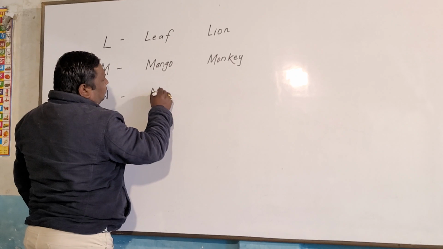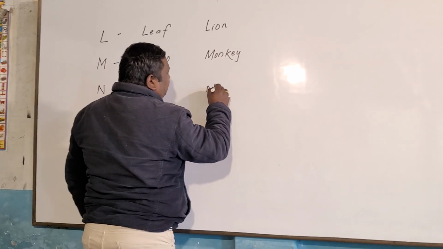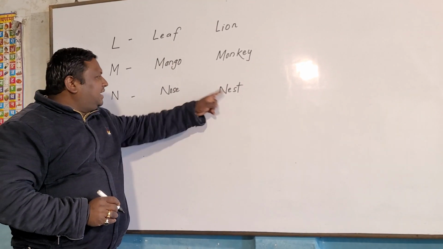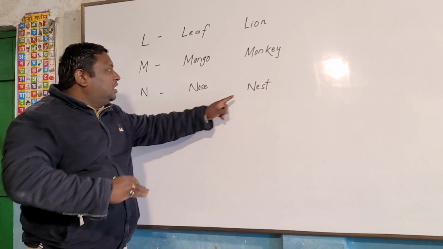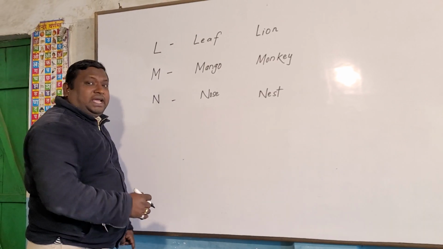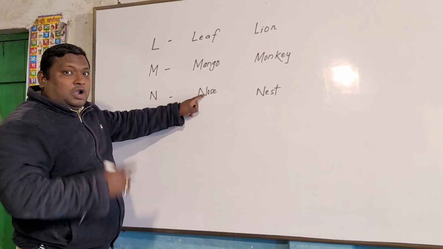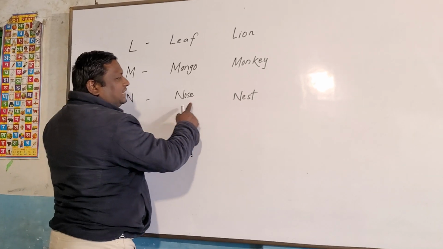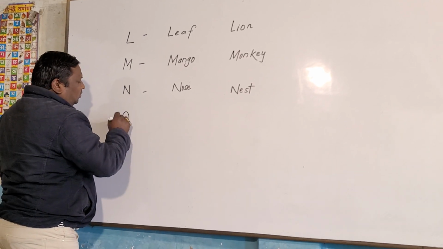Now, N. N for nose. Everybody has a nose. And N for nest. Nose, n, nose, n, nest, n. You say nose. You say nest. N for nose and N for nest.